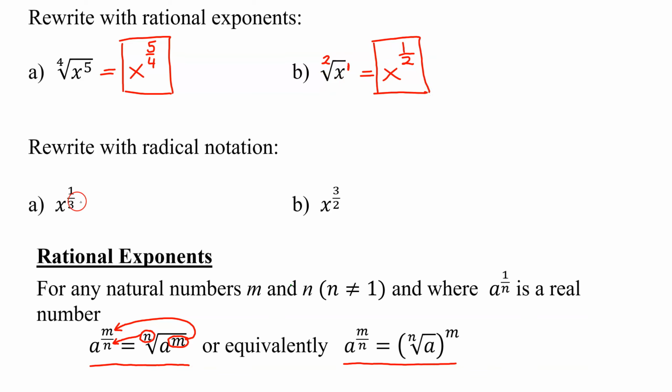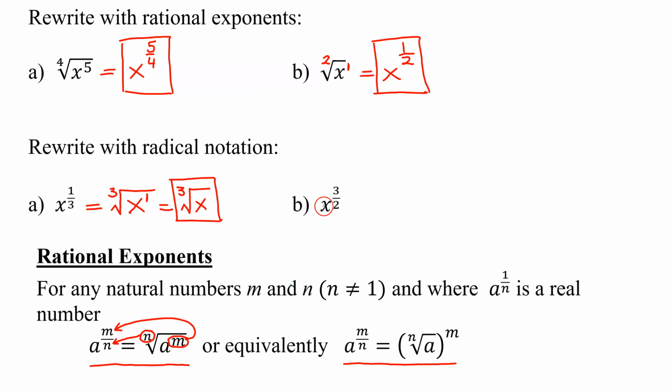Now we're going to be given fractional exponents, and we need to rewrite with radical notation. So in this case, I'm going to have some kind of radical with x underneath my radical. And what is the index on the radical? It is a 3. And what's the power I'm going to raise my x to? It's a 1. But do we ever write x to the first power? No. So this just becomes the cube root of x.